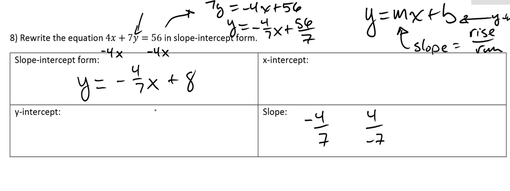My y-intercept occurs at 8. That coincidentally is when x equals 0. When x equals 0, my y-intercept is 8, so that would be the point 0, 8.